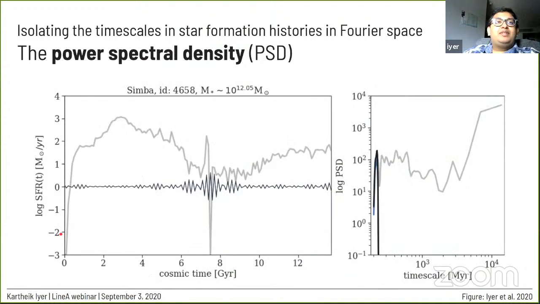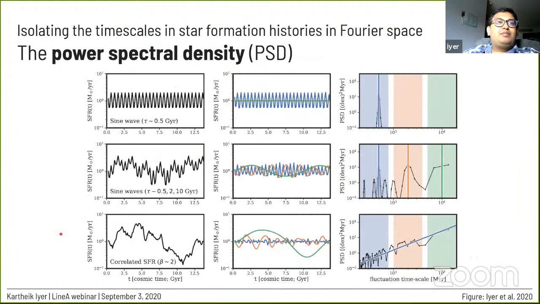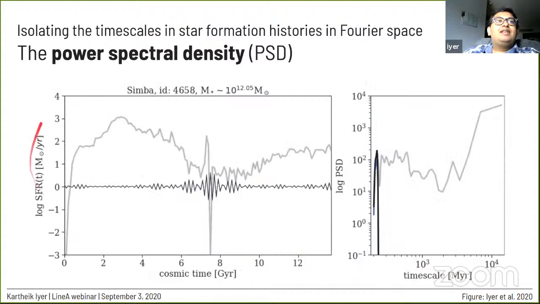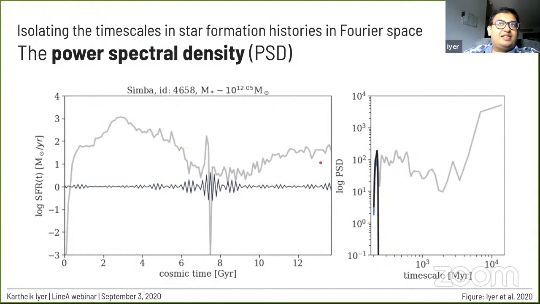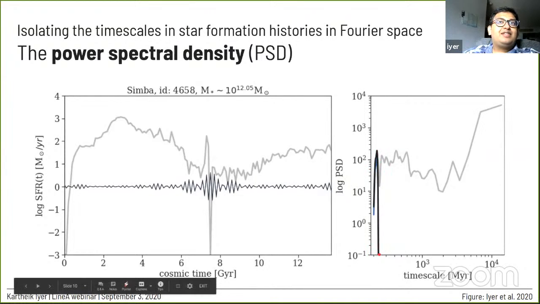So here's an example applied to a real star formation history. So these are just mock curves where we already know the answer beforehand. But this is for, again, a single galaxy from the SIMBA simulation. The gray curve shows the star formation history, and the corresponding gray curve here shows the power spectral density. The black band shows the band pass. So I'm trying to isolate the contribution to the PSD from a single time scale or a single frequency.